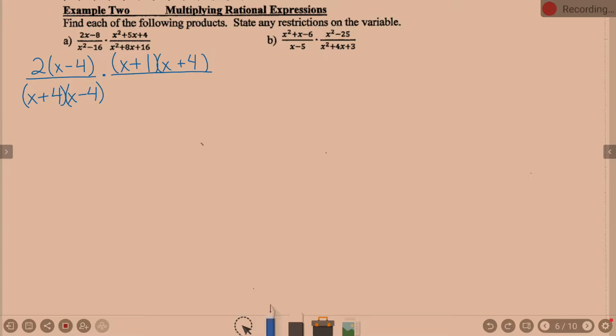X squared plus 8x plus 16. X squared is x and x, multiplies to be 16, adds to be 8. 1 and 16, 2 and 8, 4 and 4. The option is 4 and 4. If it multiplies to be positive and adds to be positive, to get it to be positive 8, you need positive 4 plus positive 4.